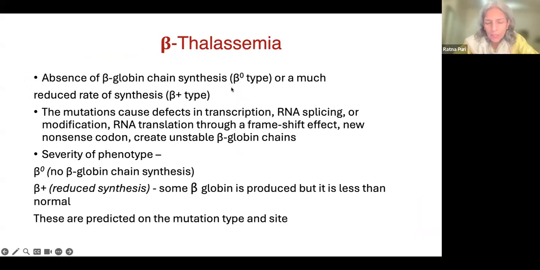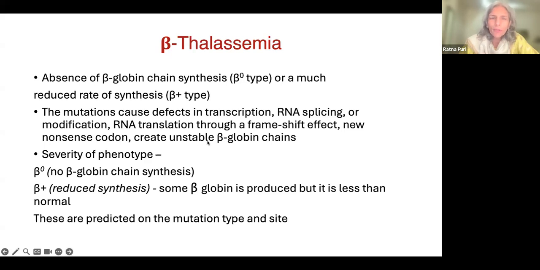If there is the beta globin gene and that gene has a very severe mutation, it will not produce any beta globin chain, and that is the beta 0 type of thalassemia. If it is a milder mutation, it will produce some amount of beta globin, but at a reduced rate, and that is a beta plus type. Both are carrier states, remember.